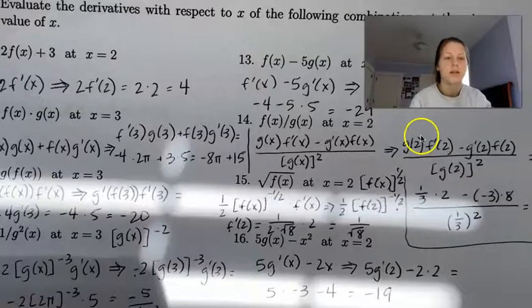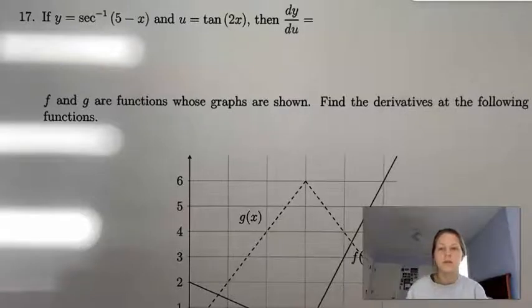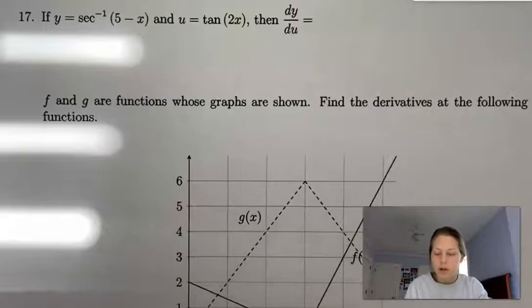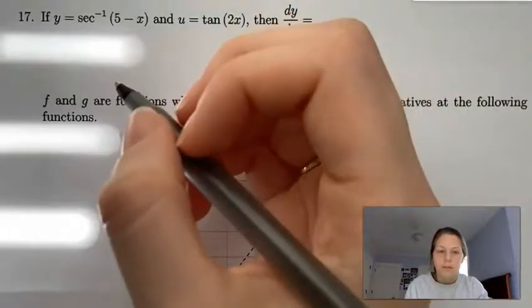So yes, that is the end of the first page. Okay, so we have moved to the second page of the worksheet, number 17. Before we start, I want to point out that both of these functions are in terms of x. And so what we are trying to find is the derivative of y with respect to u. So let's get started doing that. Just write what's after the arrow.